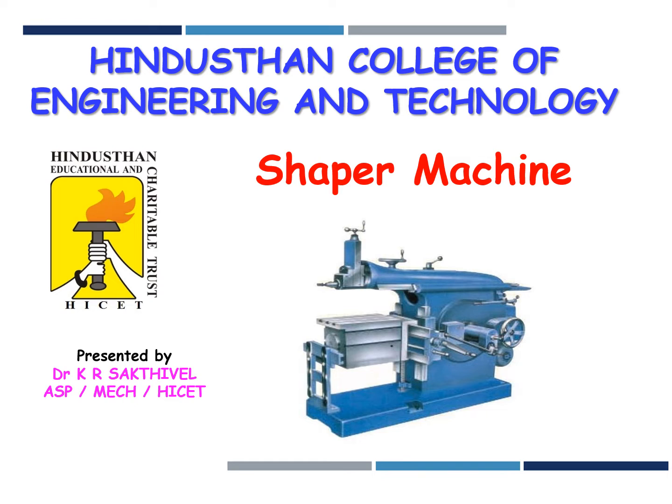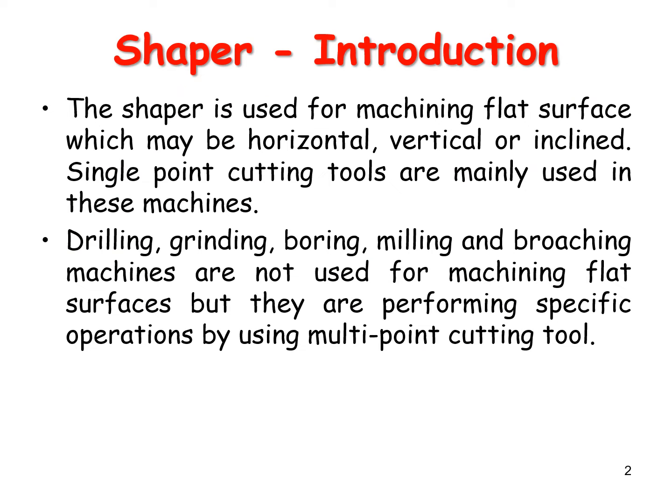In today's class, we are going to discuss the shaping machine. Introduction to the shaping machine. The shaper is used for machining flat surfaces, which may be horizontal, vertical or inclined. Single point cutting tools are mainly used for this type of machine. Drilling, grinding, boring and broaching machines are not used for machining flat surfaces, but they perform specific operations by using multi-point cutting tools.